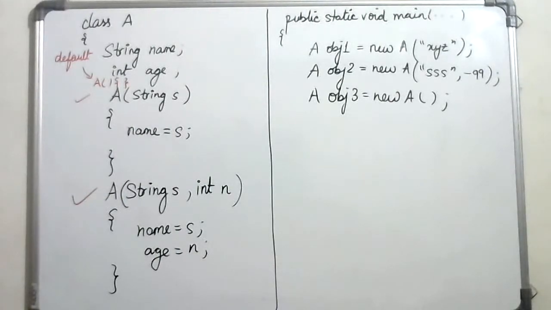Overloading constructors basically works with parameterized ones. So parameterized constructors are only the ones that are overloaded. The default constructor always remains the same.